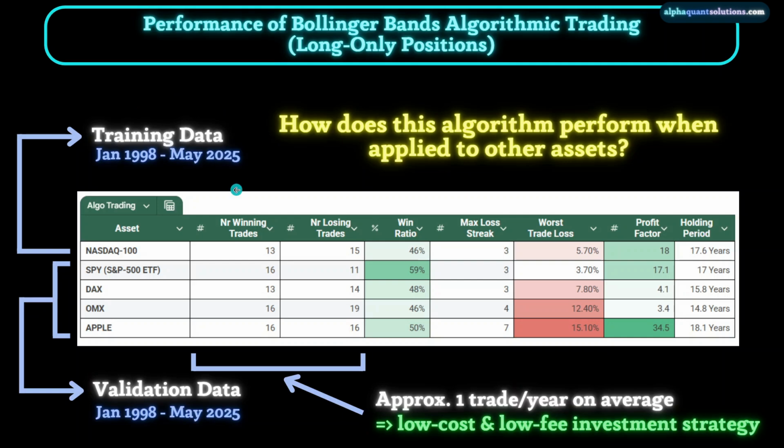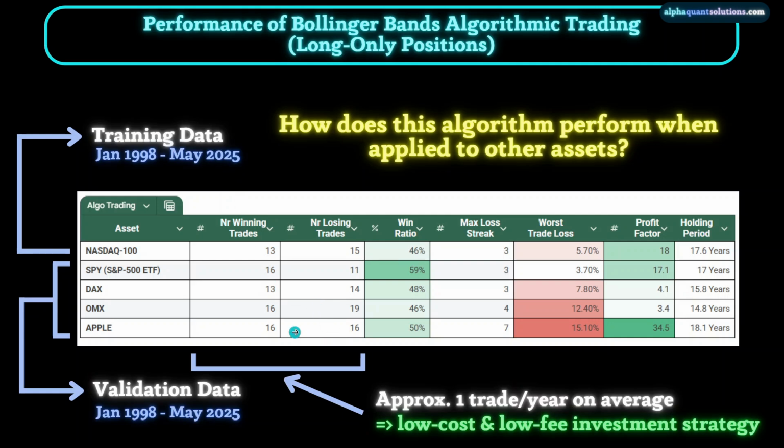Next, let's also do some additional evaluations of this algorithm. We had designed it on the Nasdaq-100. We first tested it on the S&P 500 ETF. And now we also want to test it on the DAX, on the Swedish stock market index, and on the Apple asset to see how this algorithm performs. We will again use the complete period, from January 98 until May 2025.